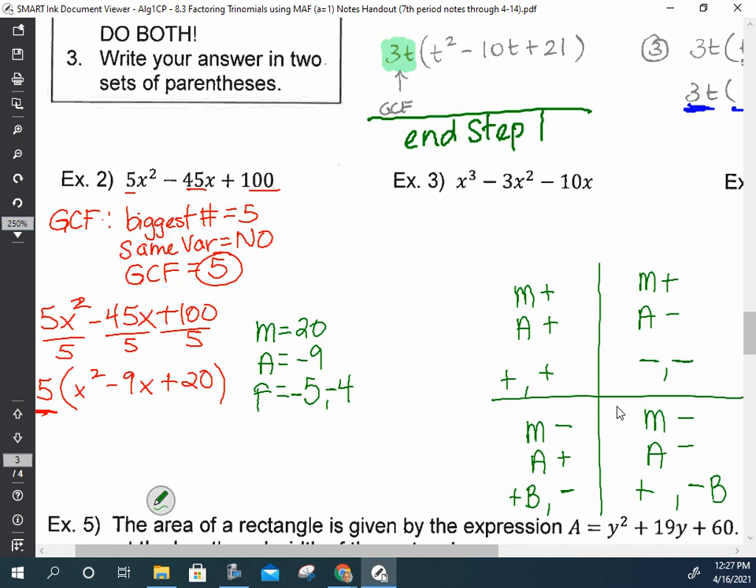So leave that up there for the rest of the problem for those of you who are copying it down. You got negative 5, you got negative 4. So now we can write our answer. The 5 comes down because we took it out already. Two parentheses. X squared is x times x. Negative 5 and negative 4. There's your factored answer.